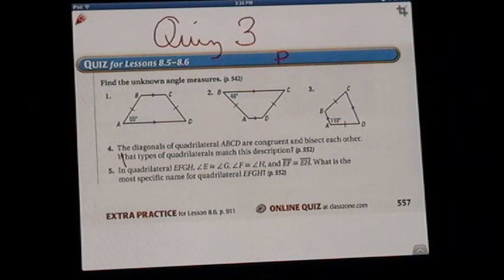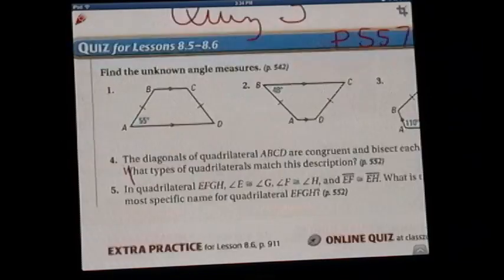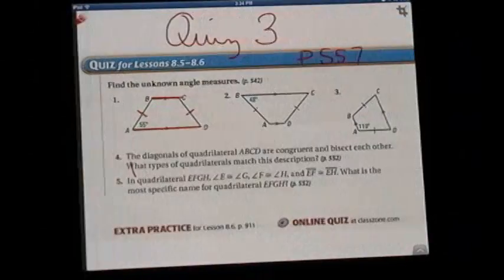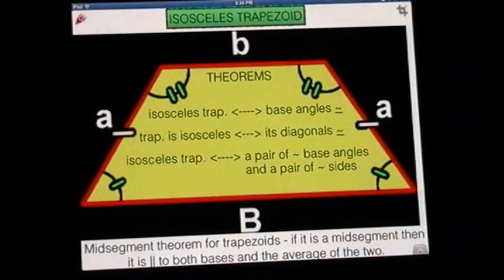And this is on page 557, quiz 3. Okay, it says find the unknown angle measures. It has one set of parallel lines, and it has one set of congruent sides. That makes it an isosceles trapezoid. So now we're going to have to look at our characteristics of isosceles trapezoids.